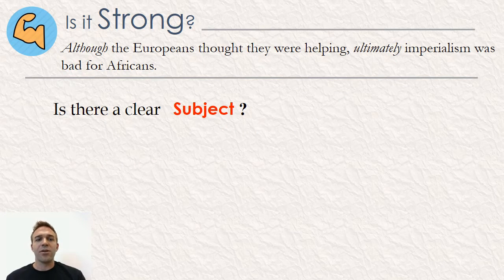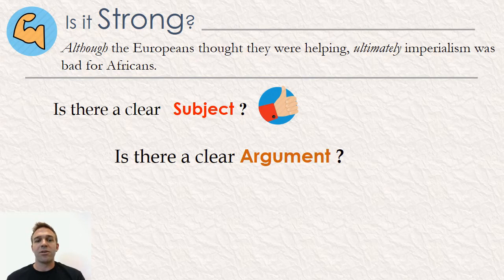Take a look at this. Is there a clear subject to this particular thesis? Although the Europeans thought they were helping, ultimately imperialism was bad for Africans. I think yes, there is. There's a clear subject because we see imperialism there. Is there an argument? Yeah, there is. It's arguing that imperialism was bad for Africans, but Europeans thought it was good for them.